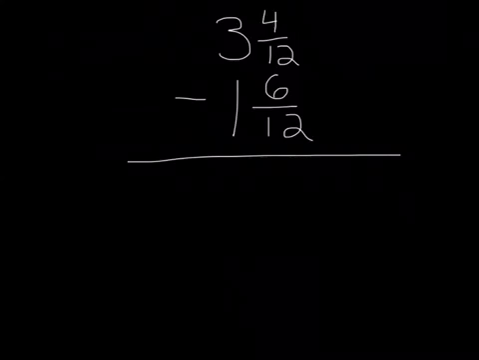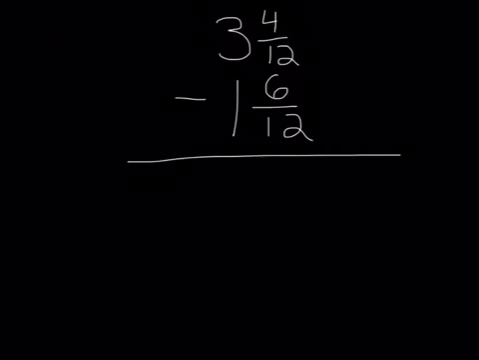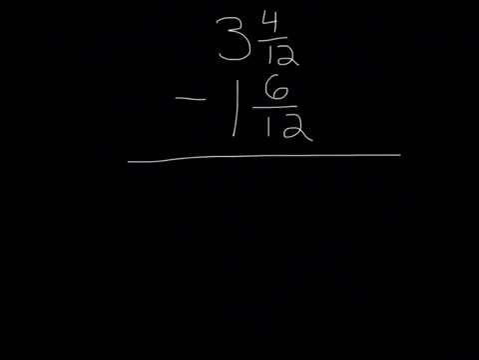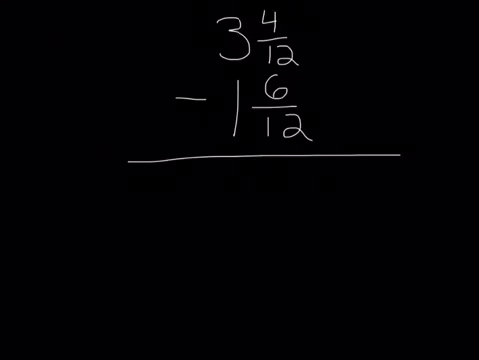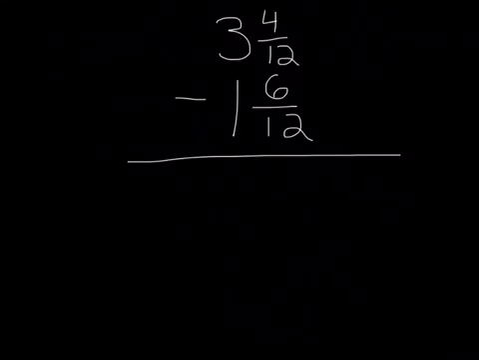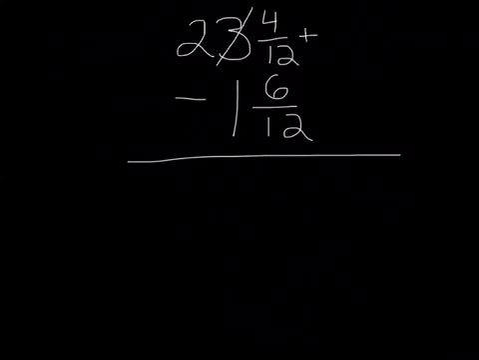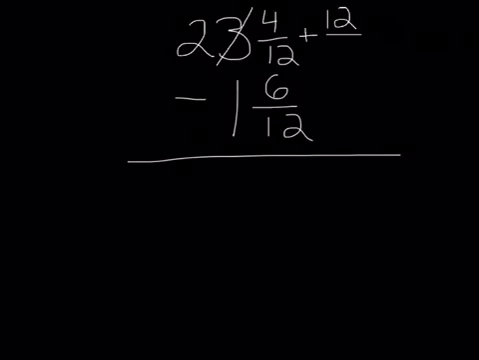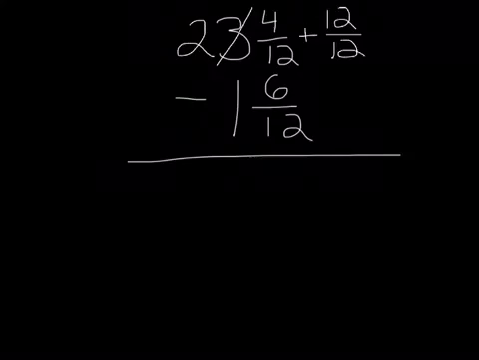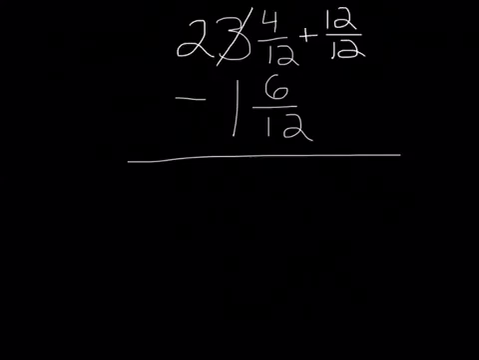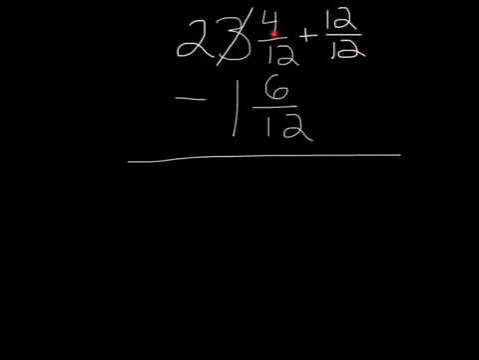Okay, now we have 3 4/12 minus 1 6/12. I cannot take away 6 from 4. I can't do it. If you hold up 4 fingers and try to take away 6, you run out of fingers. What I can do is borrow one whole, and I'm going to add it as 12 over 12. Because 12 over 12 is one whole, and it makes it so much easier to do this part of it.